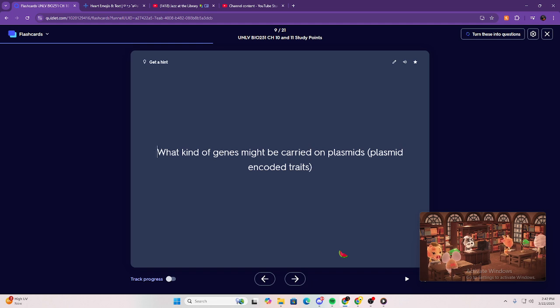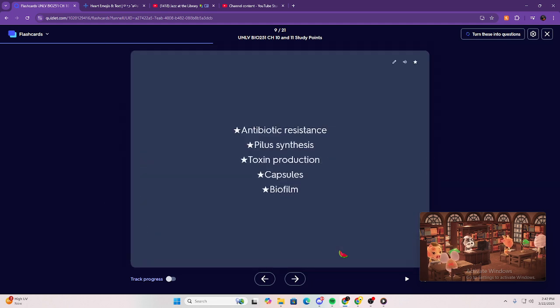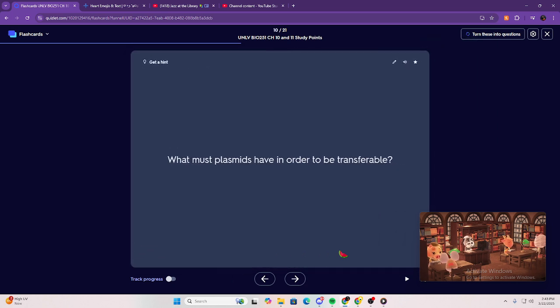What kind of genes might be carried on plasmids? Plasmid-encoded traits are antibiotic resistance, pili synthesis, which is how gene transfer is conducted through one of our forms of gene transfer, which I'll get into later. Toxin production, so it makes the bacteria more toxic and more deadly. Capsules and biofilms just aid in defense of the bacterial cell.